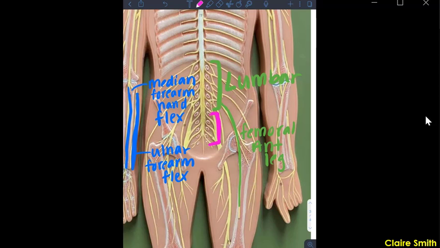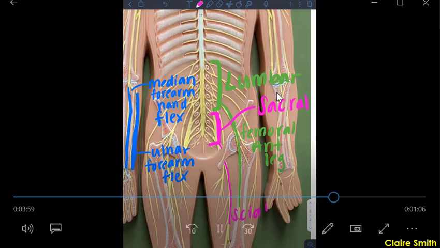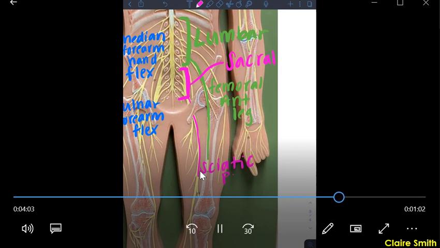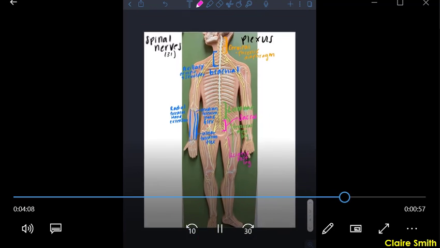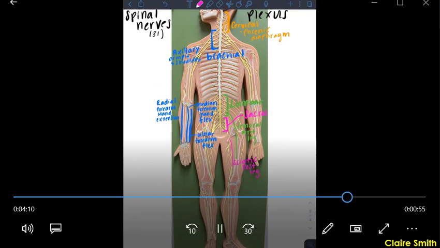The last plexus is your sacral plexus by your sacrum. Sacral plexus, again, only one nerve you have to know. This is your sciatic nerve. If you see, it goes underneath this bone here, so it can get pinched really easy. A lot of times you have sciatic nerve pain. But your sciatic nerve from your sacral plexus innervates the posterior leg muscles.